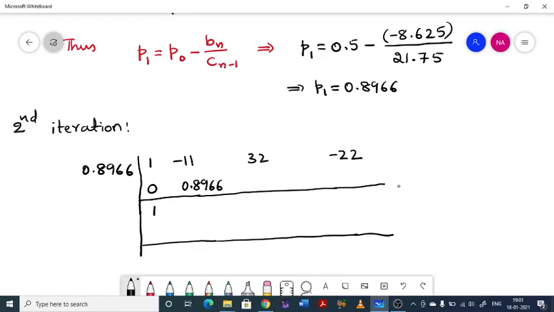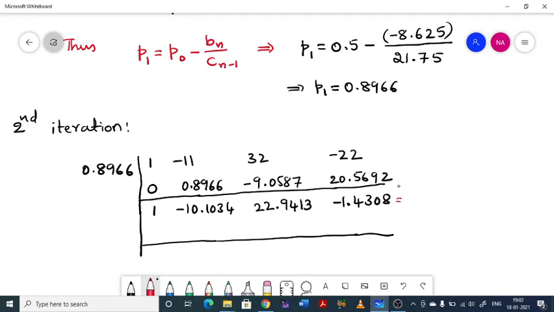Adding these two we get minus 10.1034. So minus 10.1034 into 0.8966 will get minus 9.0587. So adding those two we get 22.9413. Again 22.9413 into 0.8966 you get 20.5692. Then adding these two, minus 1.4308. This will be actually Bn.